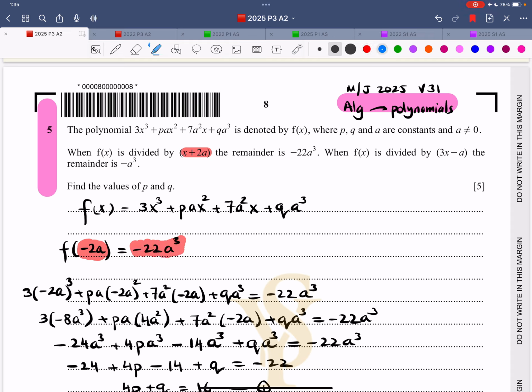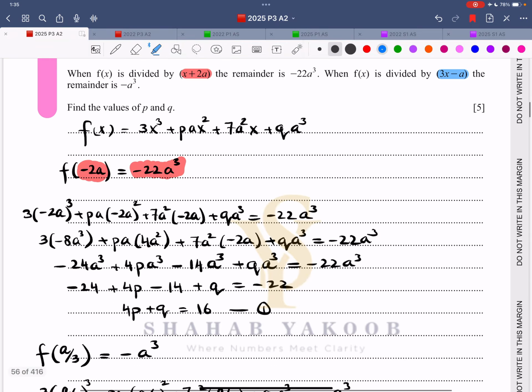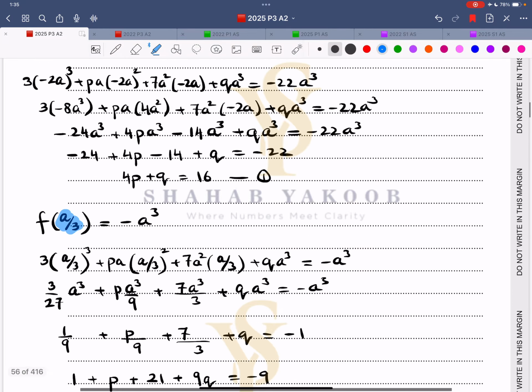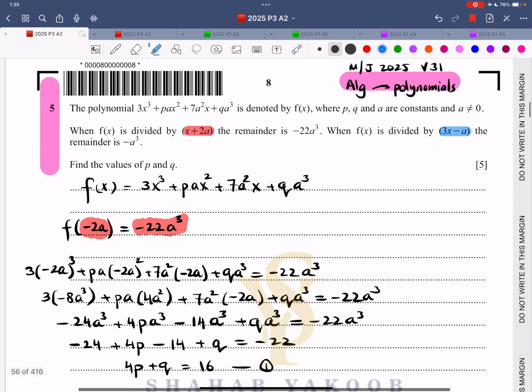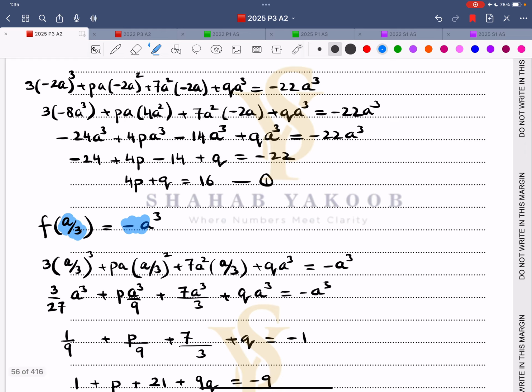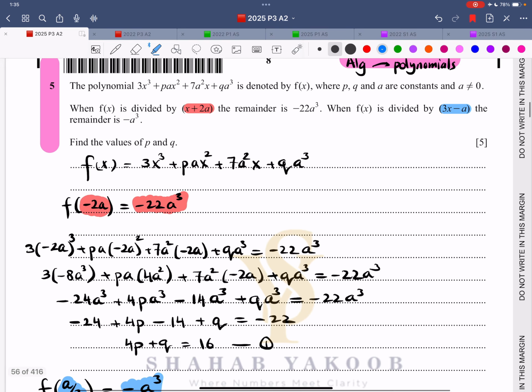The second piece of info is when it's divided by this thing. In other words, x is -a over 3. That's right over here. Actually positive a over 3, because it was already a negative over here. The remainder is -a³. That is the second equation.